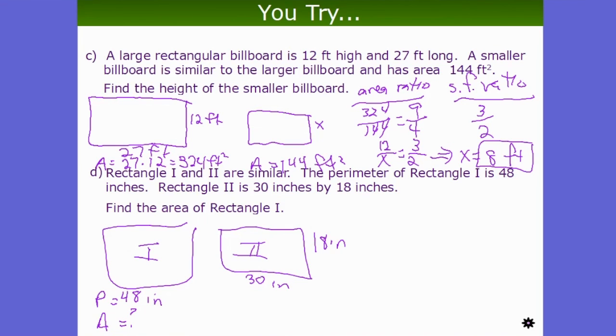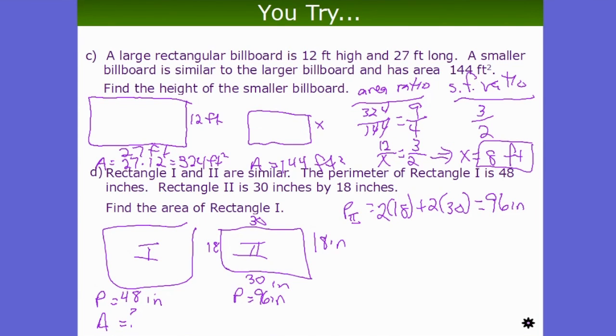For this one, I know one perimeter, but I can find the perimeter of this one. So the perimeter of rectangle 2, it's the sum of all the sides. So if this is 18, the opposite is 18. If this is 30, the opposite is 30. So we want 2 times 18 plus 2 times the 30. And if you work all that out, you're going to get a perimeter of 96 inches. And so this perimeter here is 96 inches.